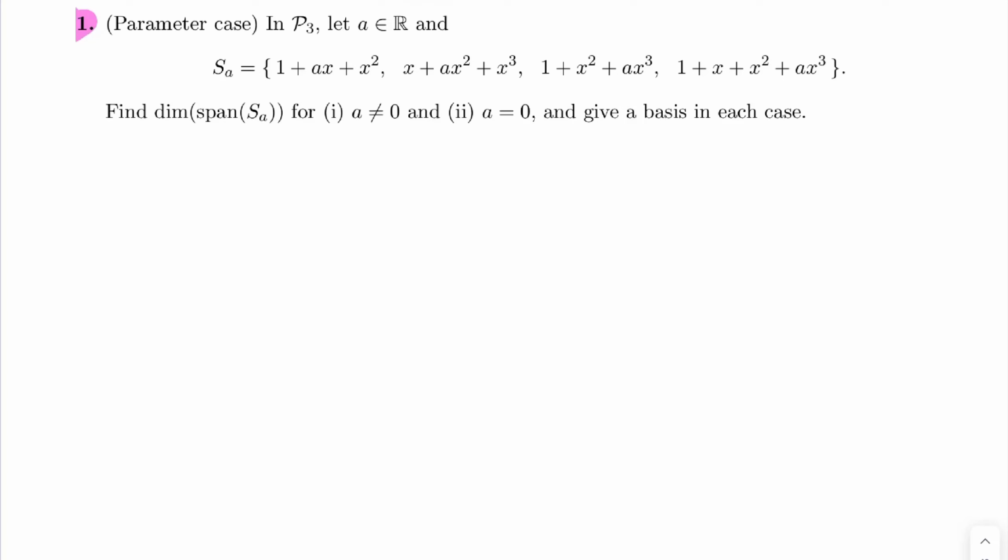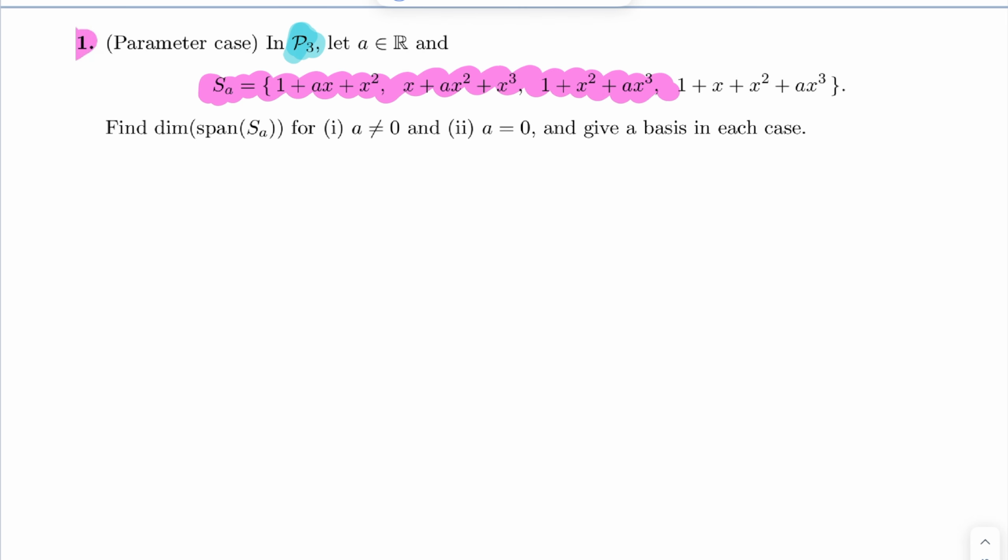All right, let's take a look at the next problem here. So in this problem, this time we're coming out of P3. P3 is the collection of all polynomials of degree 3 or less, and they're taking a subset out of here. And they want us to find the dimension of the span of S_a for different values of a.